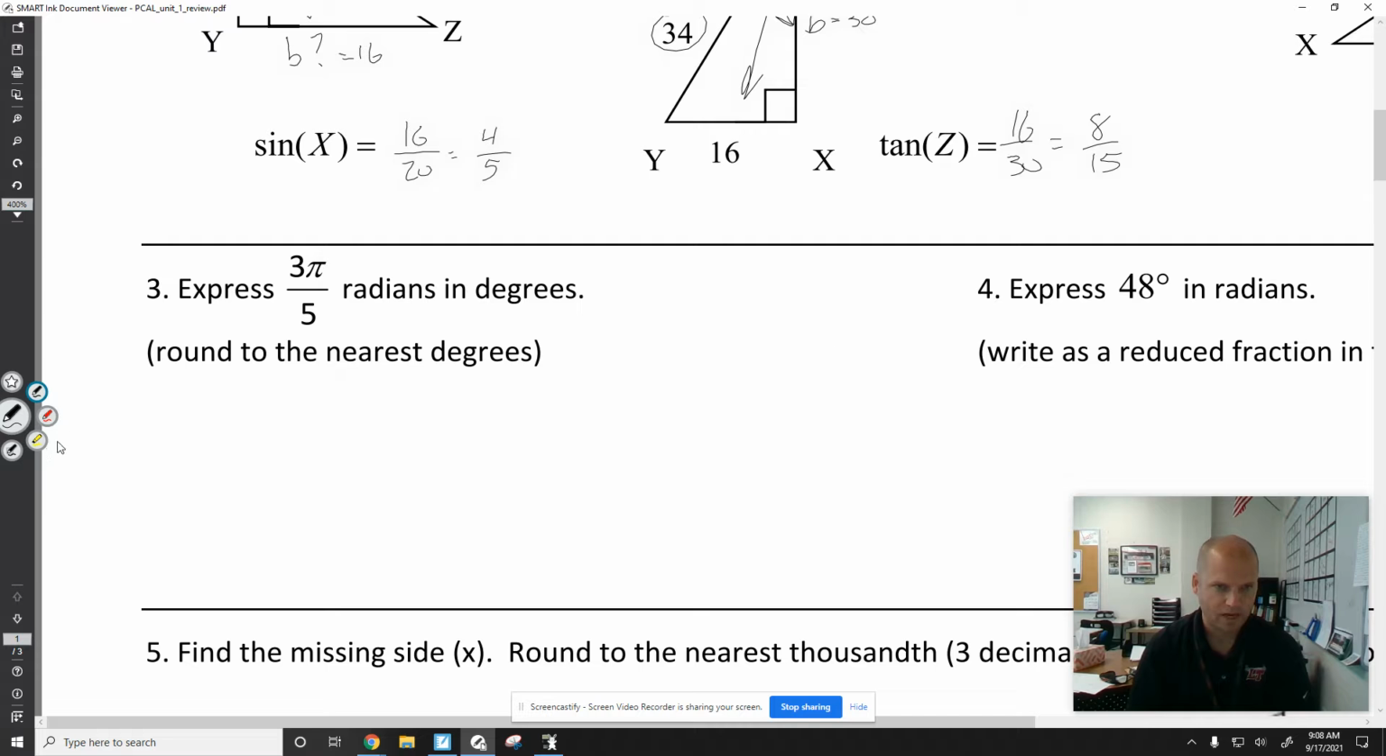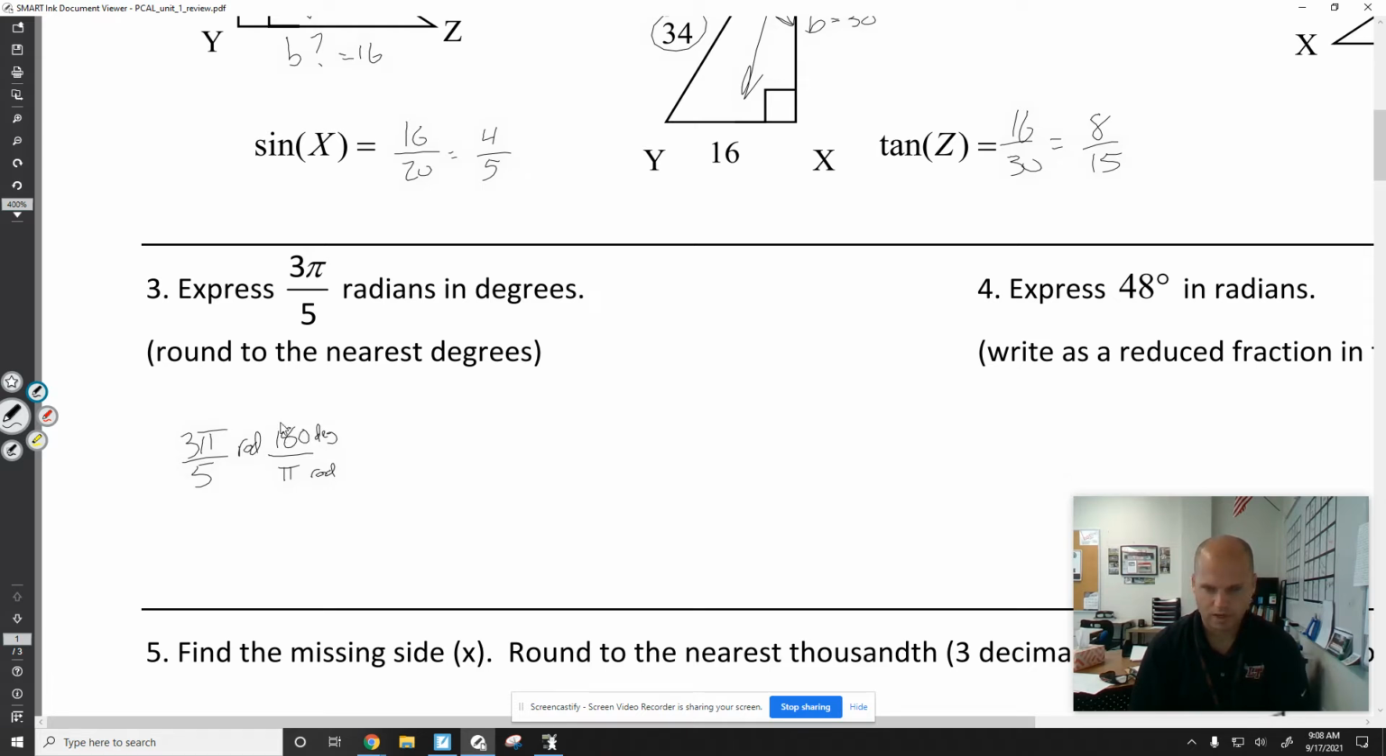Express 3 pi over 5 radians in degrees. All right, well, I have 3 pi over 5 radians. How's that going to change to degrees? Well, I like to think of this as like a chemistry conversion type thing where I want to cross off the radians and leave degrees. I know that there are pi radians in 180 degrees.